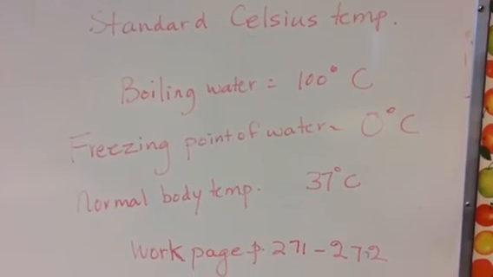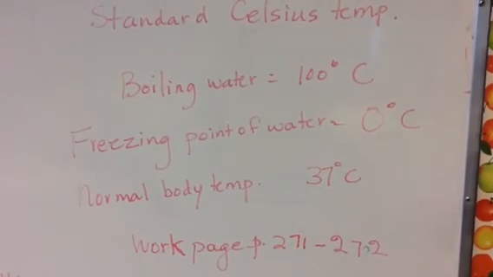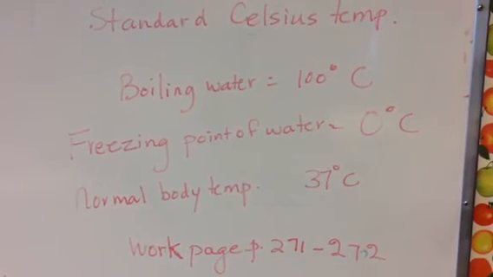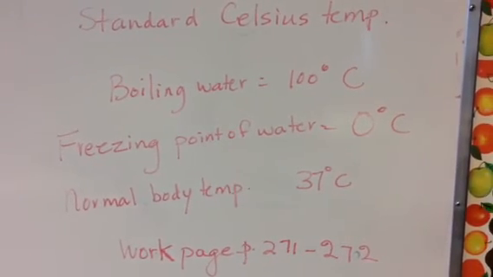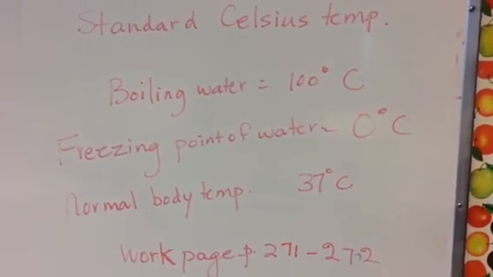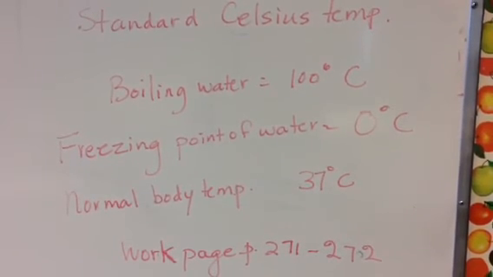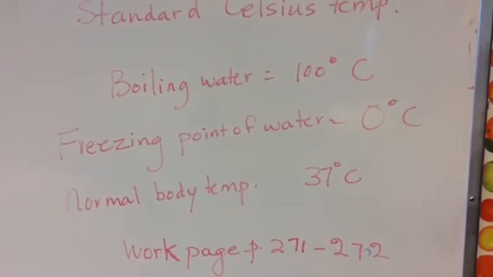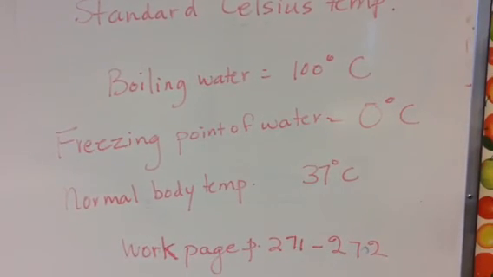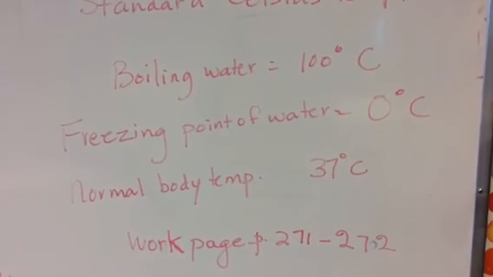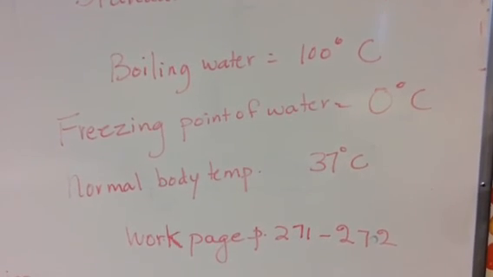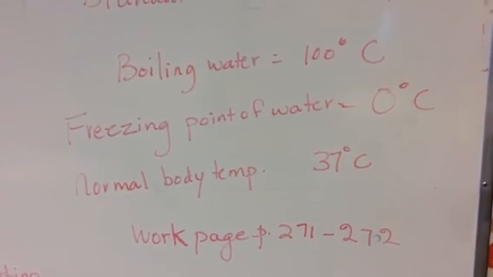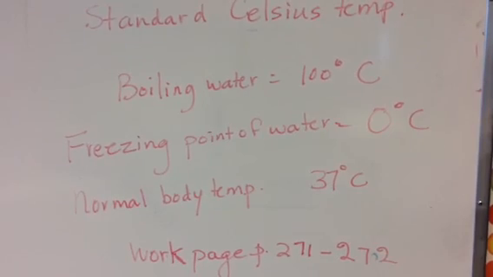Work pages 271, 272. They have some questions like increasing by 10 or decreasing by 10. So you have to count the tiny lines, and then you will know how many degrees up it went or how many degrees below it went. Go ahead and do your math page, and if you need help, meet me at Zoom or ask me at Zoom.